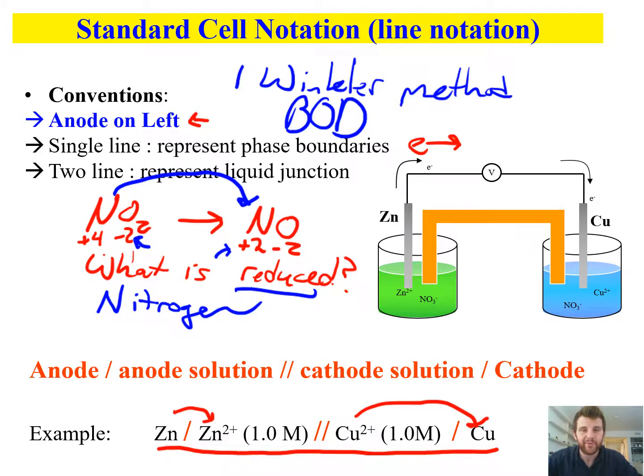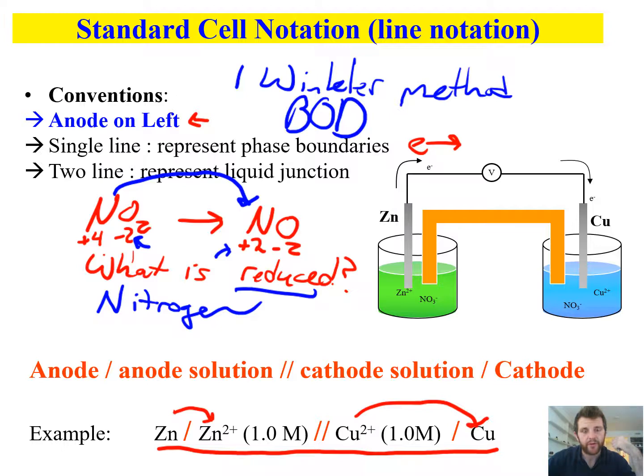Like standard cell notation. It's basically just the idea that the zinc is turning into zinc 2+ and the copper 2+ is turning into solid copper. It's just a different way of writing it. I've noticed IB asks more for the half equations rather than this line notation, but I figured I'd show it to you again just so you could see it again, maybe refresh it one more time. But yeah, this is it, really.